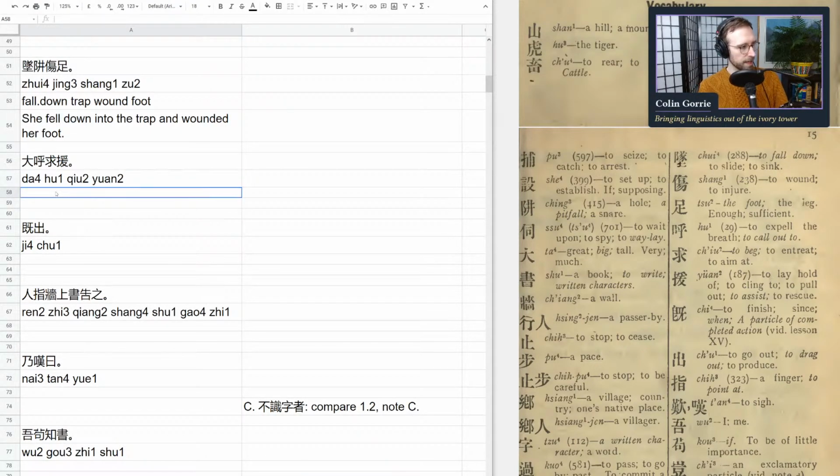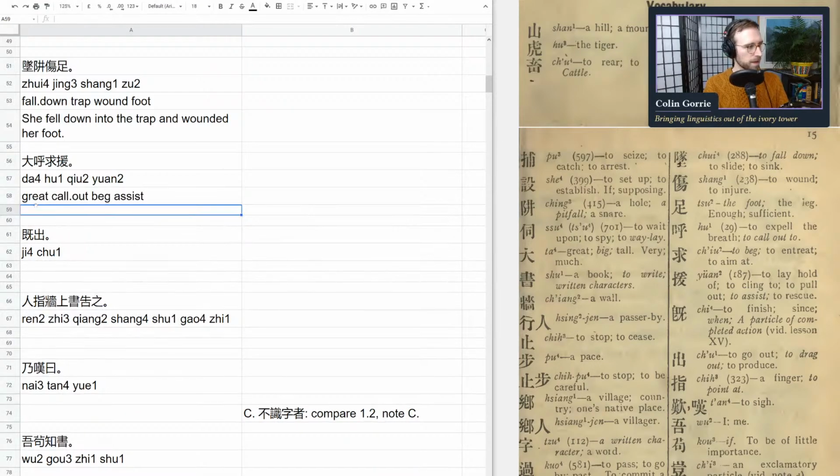大呼求援. So here we have da again, meaning big, great, very, or much. 求, to beg. I missed who. Who, to expel the breath. I can see why, right? Who? Yeah, anyway. Or to call out to. So great. Call out. Beg and yuan, assist. So she... something like she cried out loudly to... I'm stuck on this loudly. Loudly to beg for assistance.